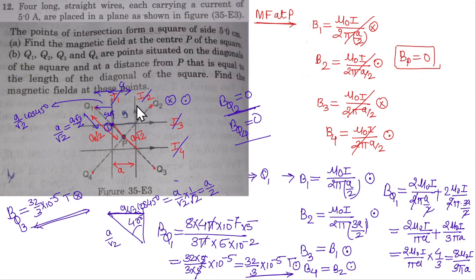But at Q1 and Q3, the magnetic field due to all these four currents will be outward. So you have to add all these magnetic fields.